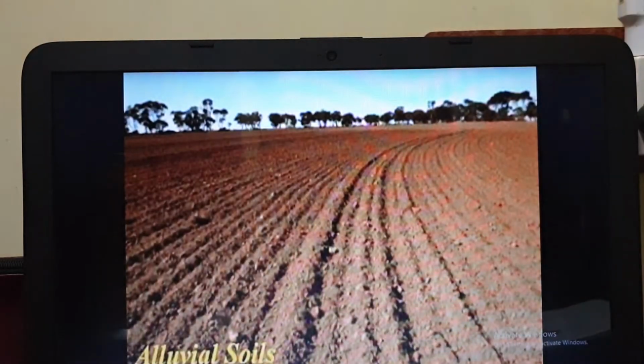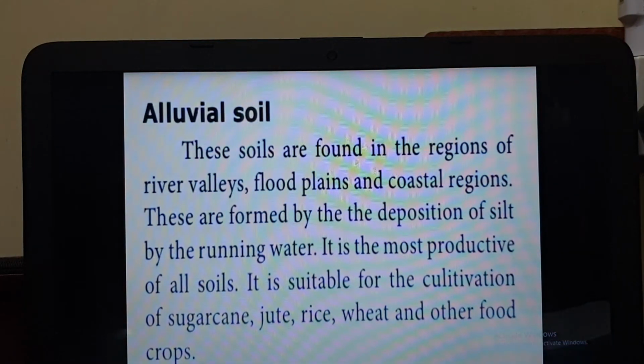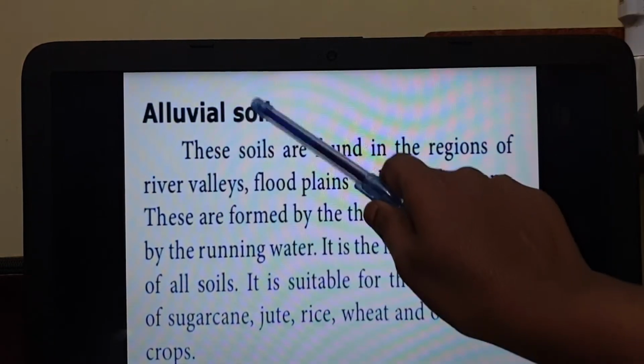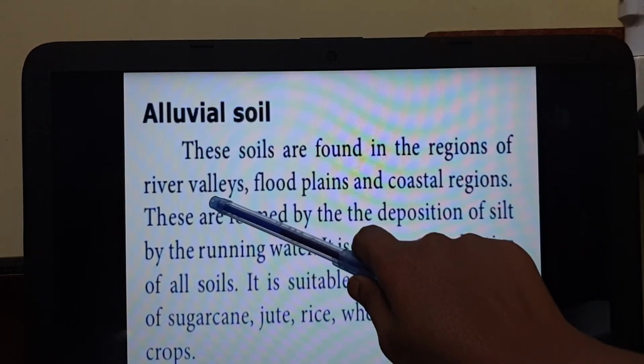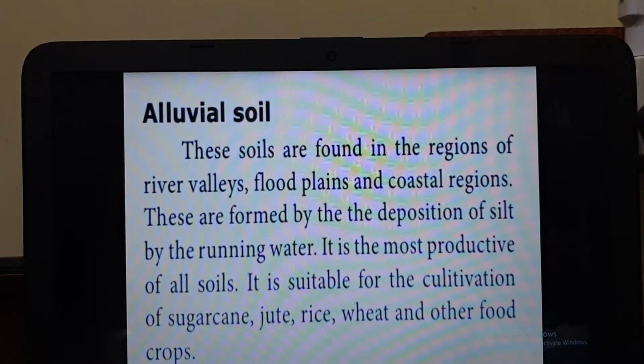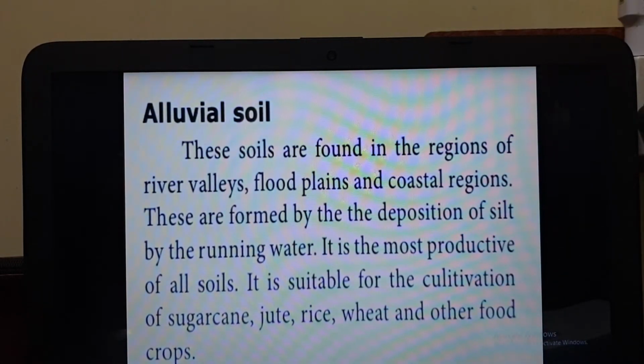So this is a small picture of alluvial soil, how it looks like. Okay, alluvial soil picture. These soils are found in the regions of river valleys, floodplains and coastal regions. So where do they found? River valleys. These kind of alluvial soil are found in the regions of river valleys, floodplains and coastal regions. These are found with the deposition of silt by the running water.